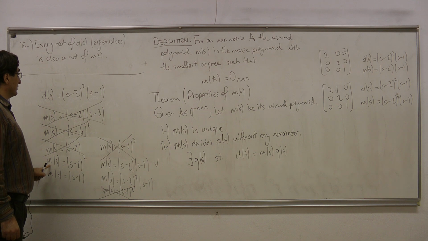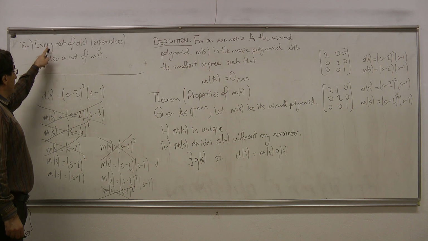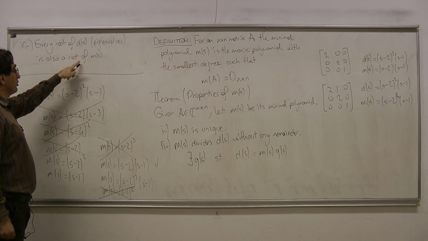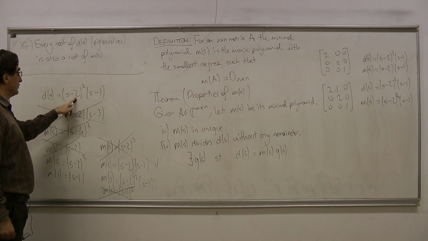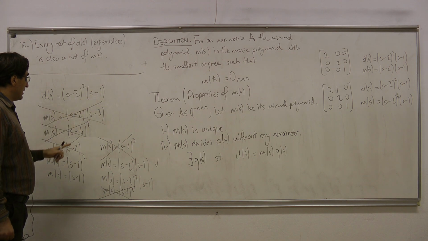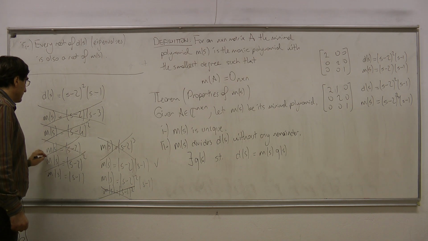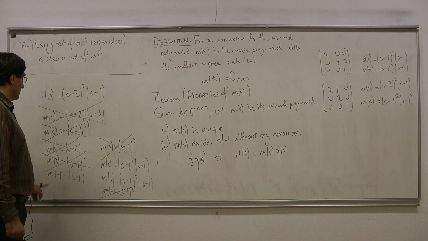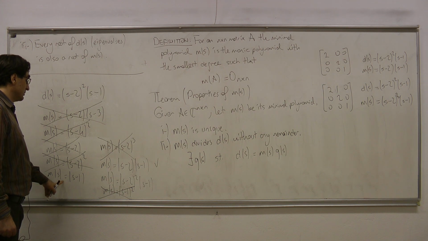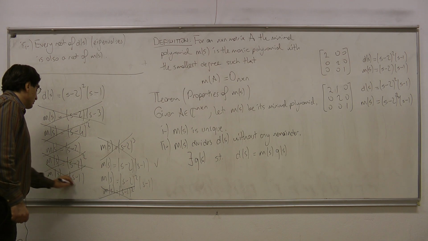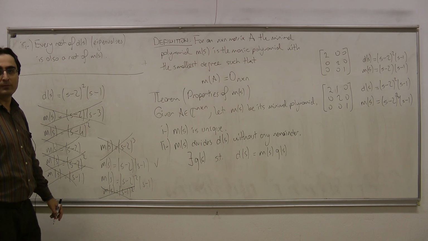What about the second one? I know that every root of d of s should also be a root of m of s. The roots of d of s were 2 and 1, and I see that 1 is not a root of this m of s. This cannot be my minimal polynomial. And this really cannot be my minimal polynomial either, because s equals 2 is not a root of this one. So these three would violate the third property.